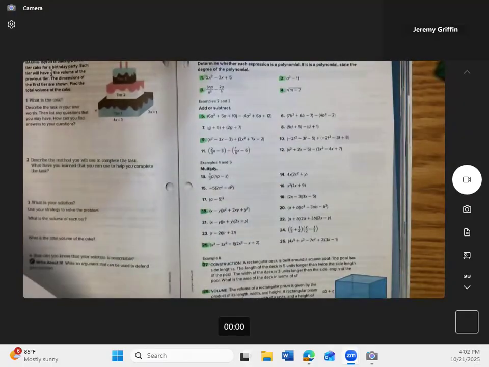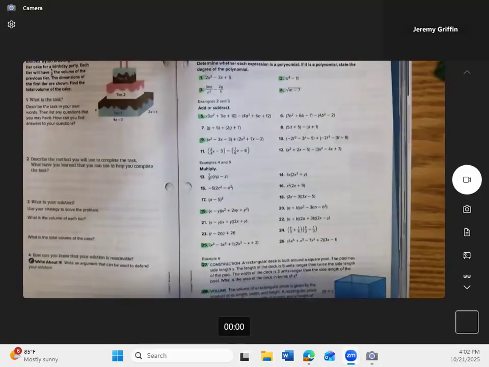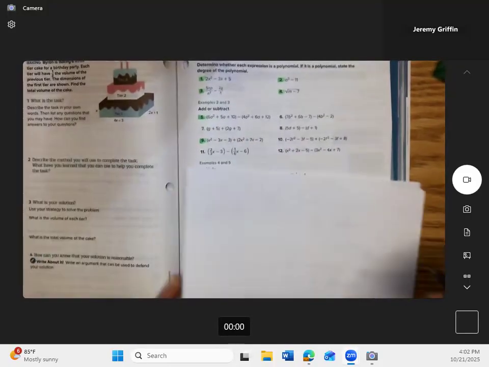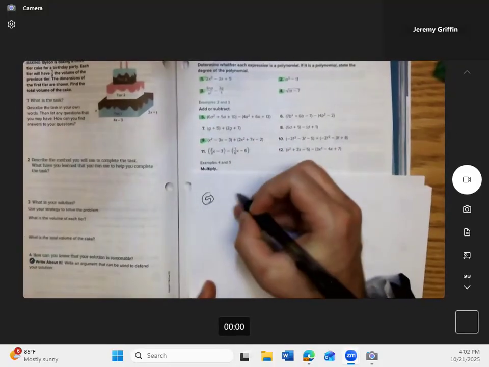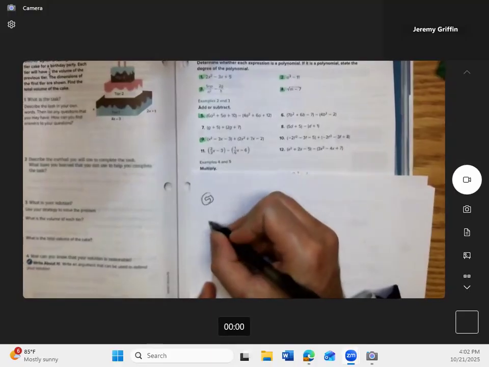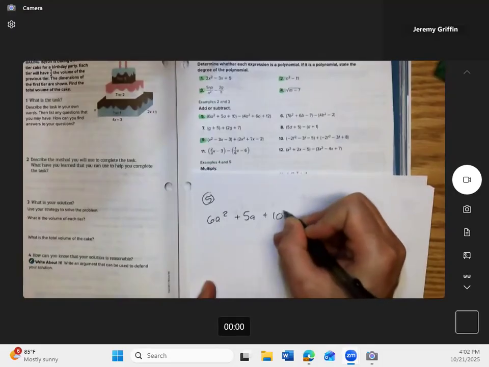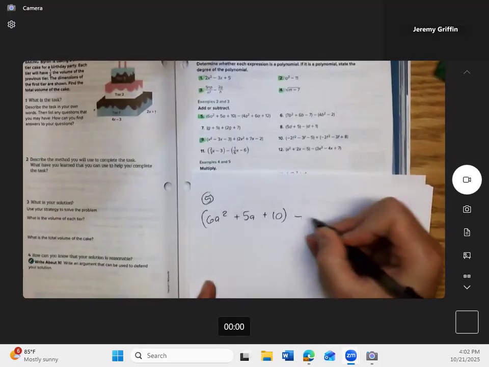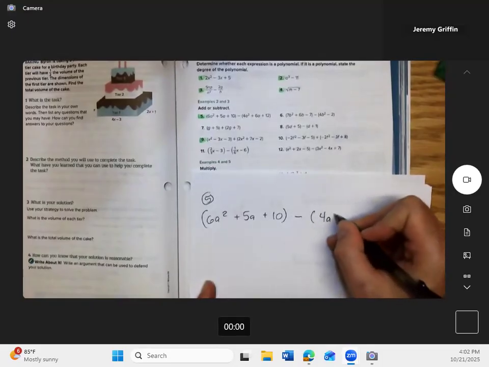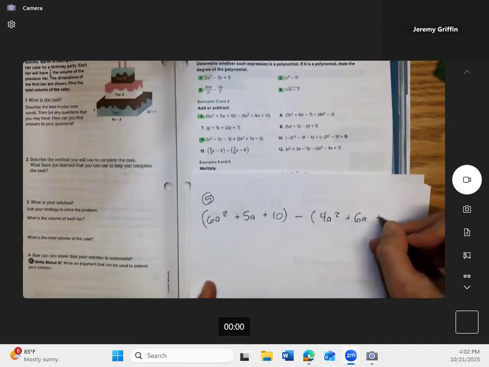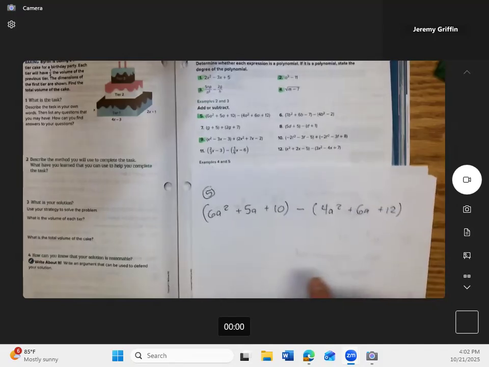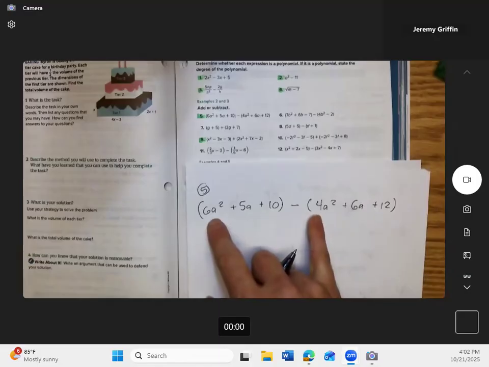Okay, number 5, add or subtract. So I pick the subtract one and then add one. I say number 5. I got 6a squared plus 5a plus 10. So there's one expression. And I'm subtracting this other expression, 4a squared plus 6a plus 12. Like that. So remember, you're allowed to add or subtract like terms.